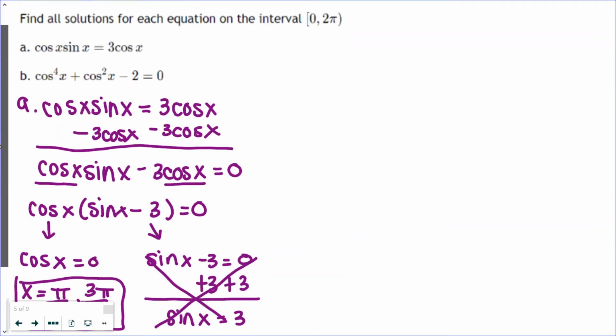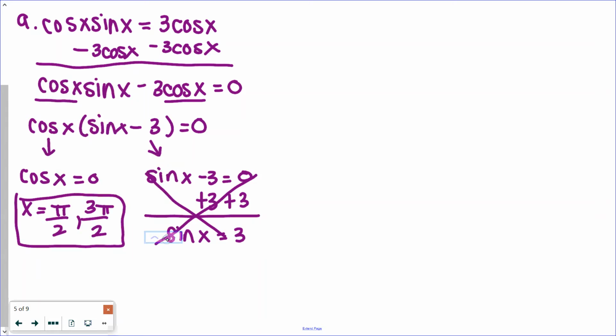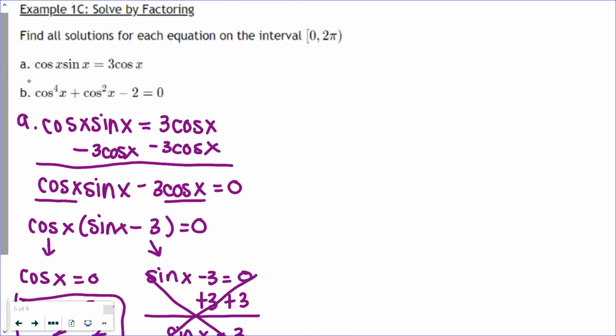Now let's look at the second one, b. b is a little bit different. The format it's in is what we call quadratic form. So I have cosine to the 4th power x plus cosine to the 2nd power x minus 2 equals 0. Now in Algebra 2, you learned about u substitution, and you would use u substitution to rewrite things so that it looked more like a quadratic equation.